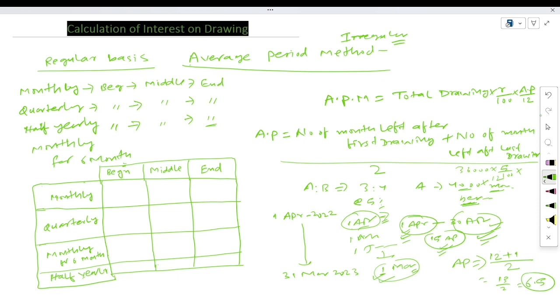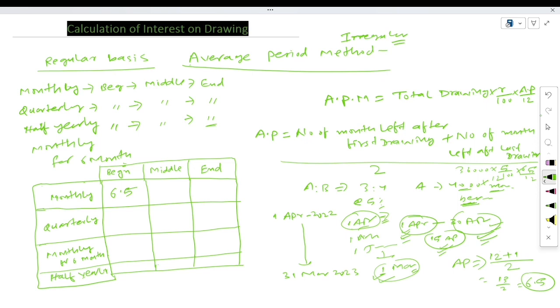It means at the time of beginning of the month, what would be the average period? Average period will be 6.5. Now you can put here average period 6.5 upon 12. You will solve. This will be your answer of interest on drawing.